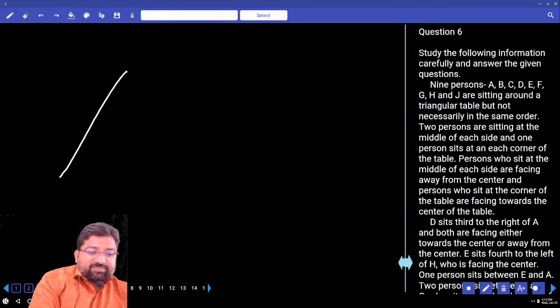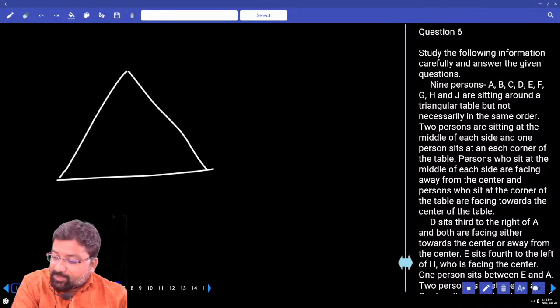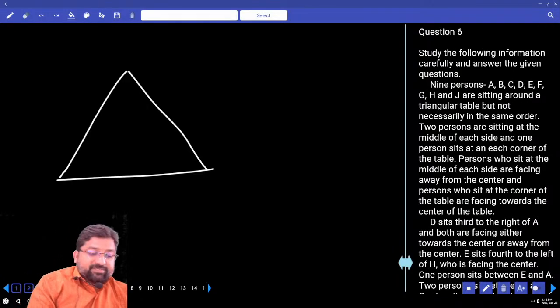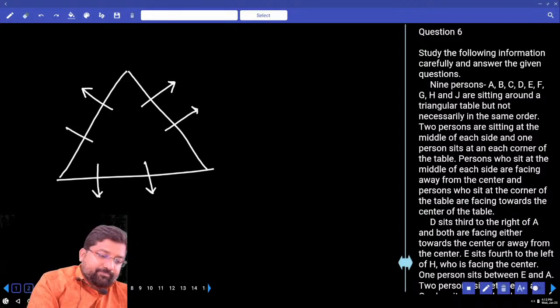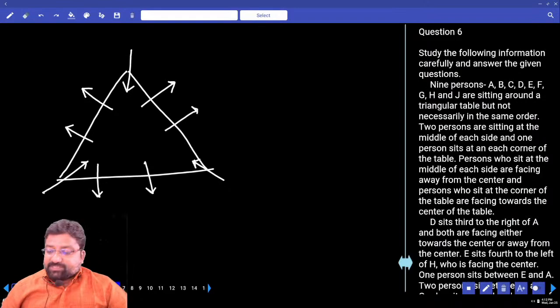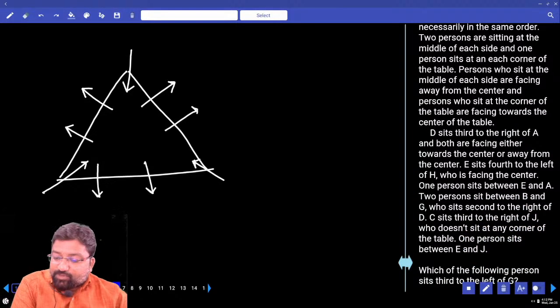So let's see. This is the arrangement. Those who are sitting in the corner, what is their situation? Persons who sit in the middle of each side are facing away from the center. Two are sitting along the middle of each side. Corners are facing inside. D is third to the right of A, and both are either facing towards the center or away from the center.